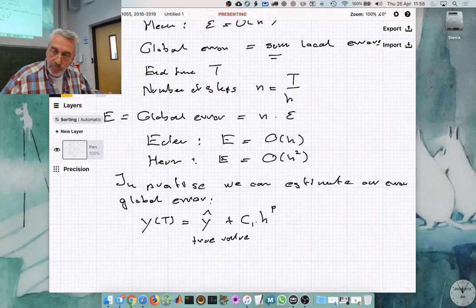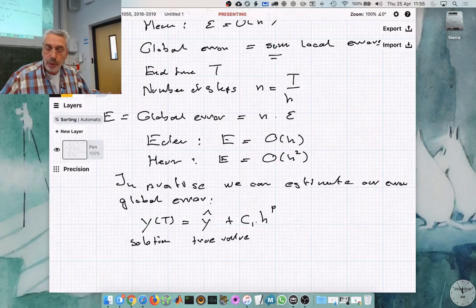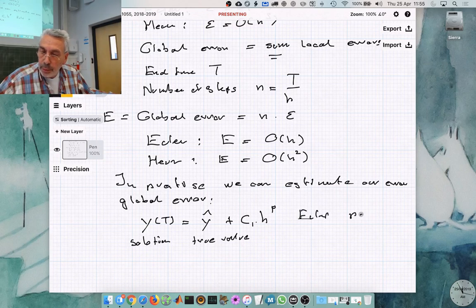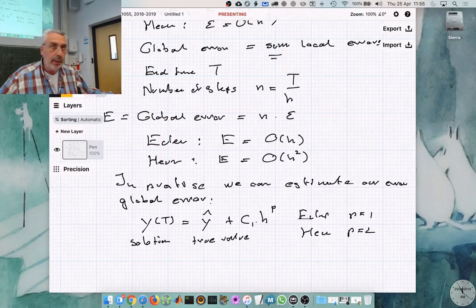So the solution we found, this is the solution from the numerical integration scheme, is the true value plus some error. And then, of course, this p for Euler, the p is 1, and for Heun, the p is 2, and for any other method, there are different values of p.